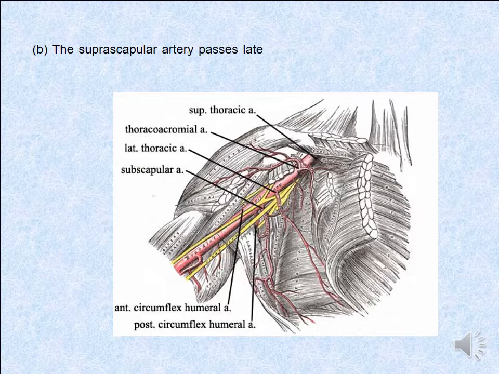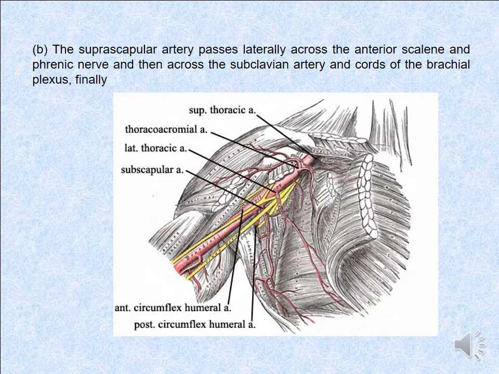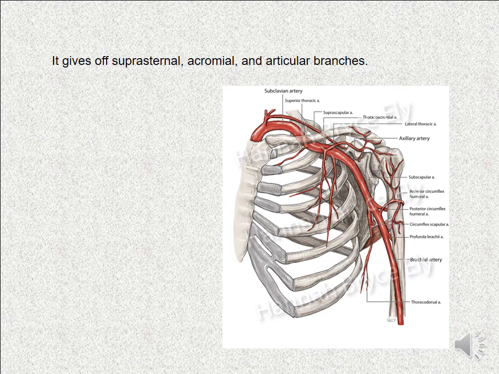The second branch from the thyrocervical trunk, the suprascapular artery, passes laterally across the anterior scalenus and the phrenic nerve, and then across the subclavian artery and cord of brachial plexus. Finally, it contributes to the anastomosis around the scapula. It gives off suprasternal, acromial, and articular branches.